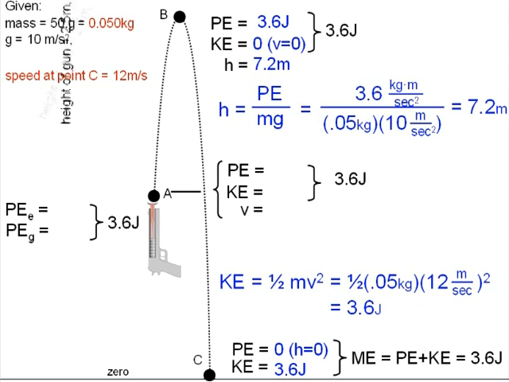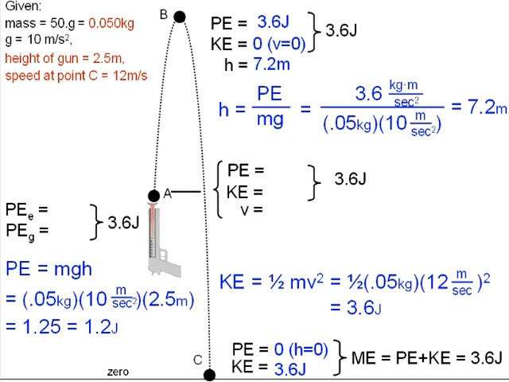Next, I see that they gave me the initial height of the gun at point A is 2.5 meters. If I know the height, I can calculate the PE doing mgh. So my mass, 0.05 times 10 for gravity times 2.5 meters, gives me 1.2 joules. I mentioned the other day that the gravitational potential energy is the same on both sides here because these are both talking about position A.